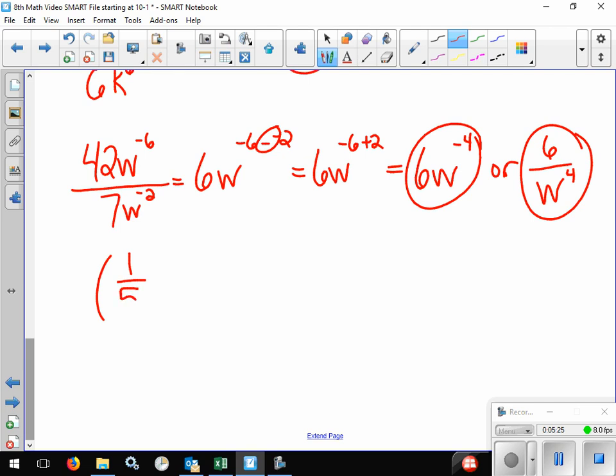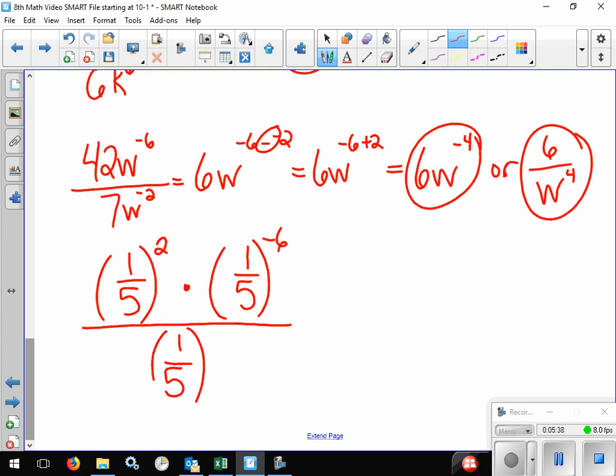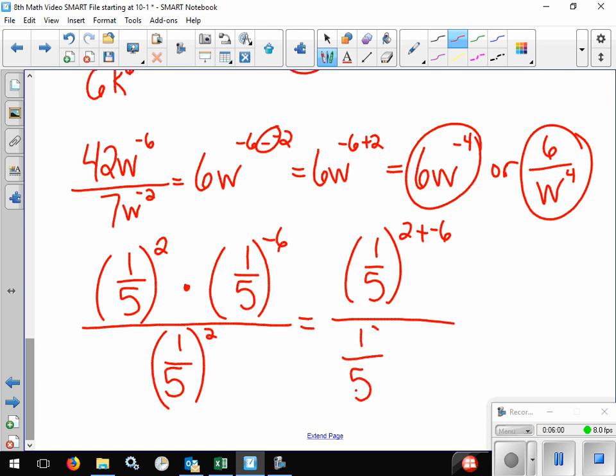Okay, we're going to try this. It's 1/5 squared times 1/5 to the negative 6, all divided by 1/5, and that whole thing is squared. Okay, so the first thing you need to do is combine the 1/5 and the 1/5 in the numerator. So you're adding your exponents. You're going to do 2 plus a negative 6 first, and then you have the 1/5 squared underneath here.